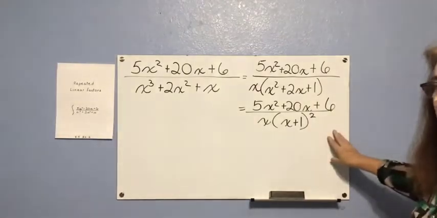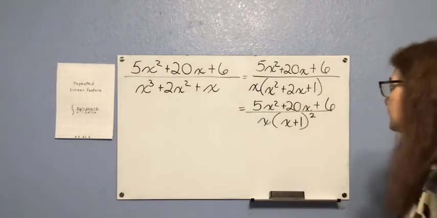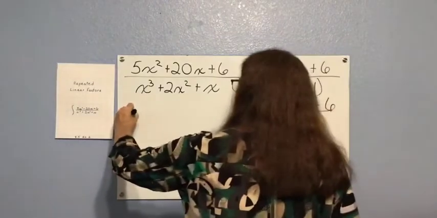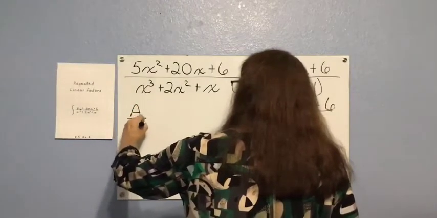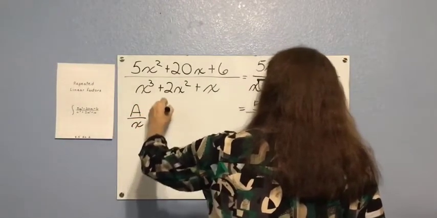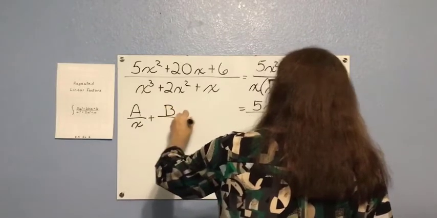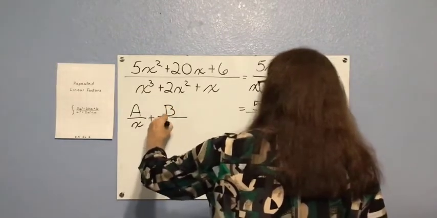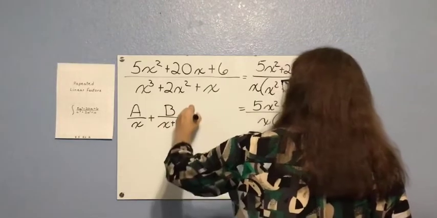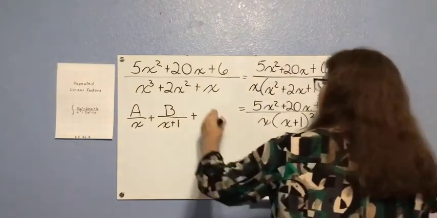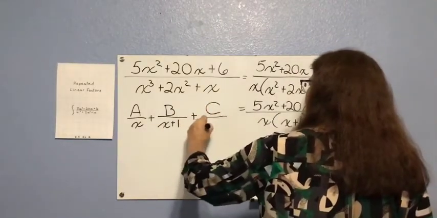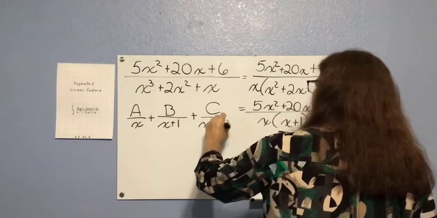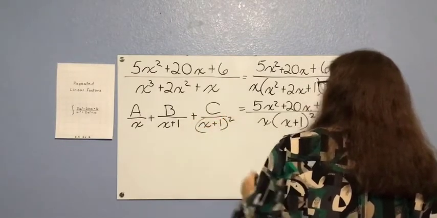Now I'm going to break this into partial fractions. My first fraction is A over x. Then I'm going to have B over x plus 1. And then because this is repeated, I need to have C over x plus 1 squared.